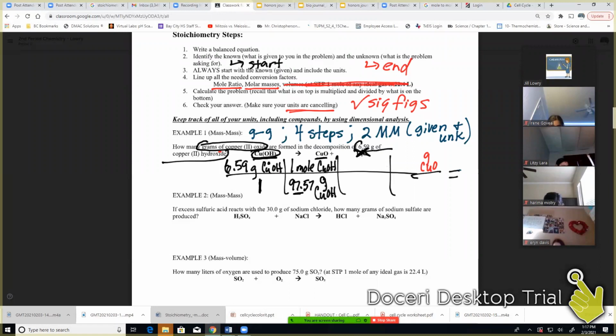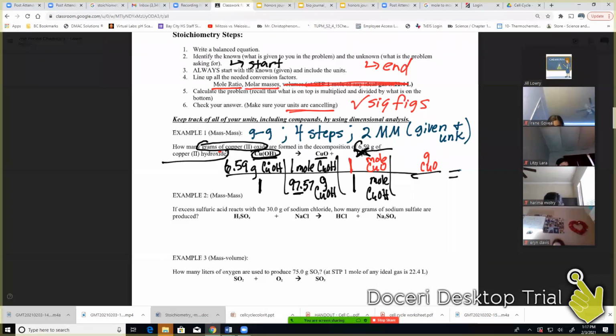So I go to my next conversion factor. I'm moles of copper hydroxide, so I have to be moles of copper hydroxide down here. I look at that box with that conversion factor. I don't see anything about grams. So this is where I'm going to use my mole to mole ratio, which has to be used in every problem. How many moles of copper hydroxide do I have? Just 1, right? And my unknown is copper oxide. So how many moles of copper oxide do I have? 1. I have 1 mole of everything because we didn't have any coefficients, right?